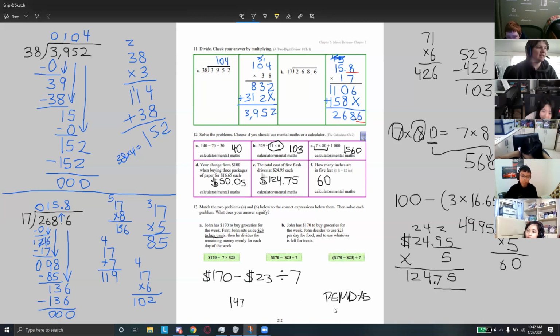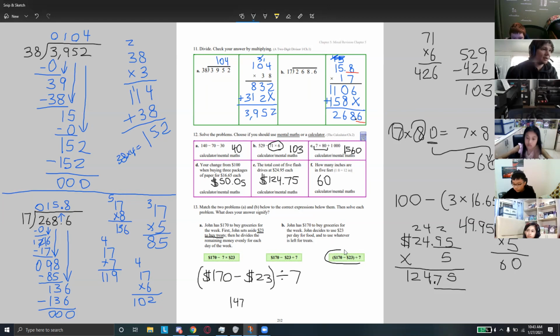my whole problem, and that's because I do parentheses first, then exponents. Okay, there's nothing there. Then multiply and divide. Oh, do I want to do 23 divided by 7? Am I going to use that $23 of treats and divide that number by 7? No, I'm not. I want to do $170 and then subtract $23 first, then divide by 7. And so I need to add parentheses right here to make it very clear. You subtract $23 first to make sure you have your money for treats, and then you divide by 7. Great. And so that is going to give us this one here.